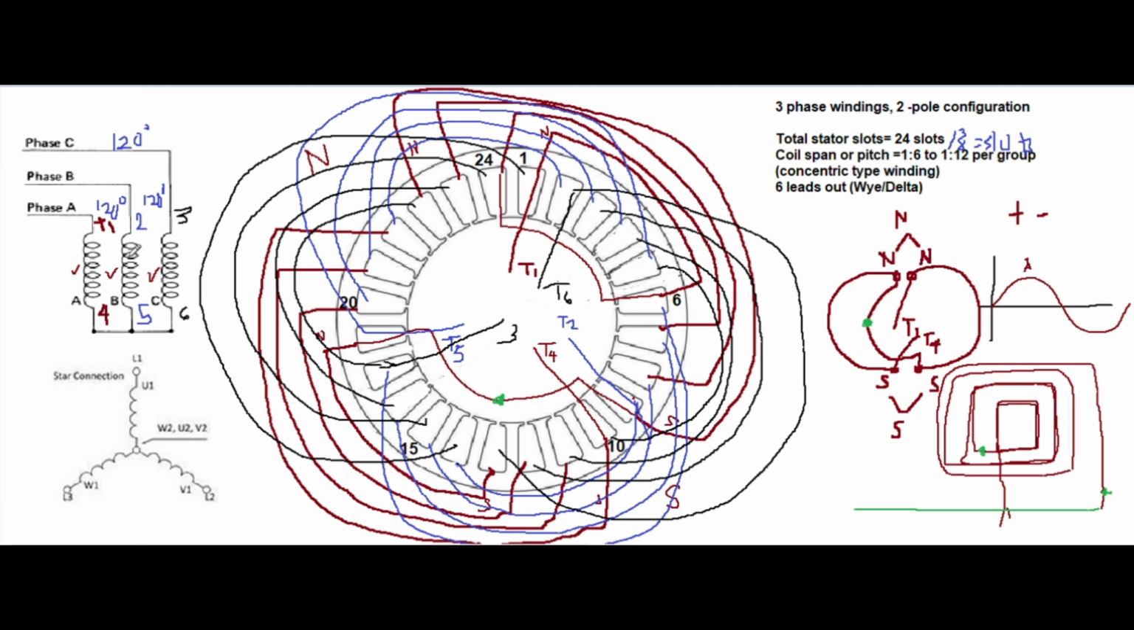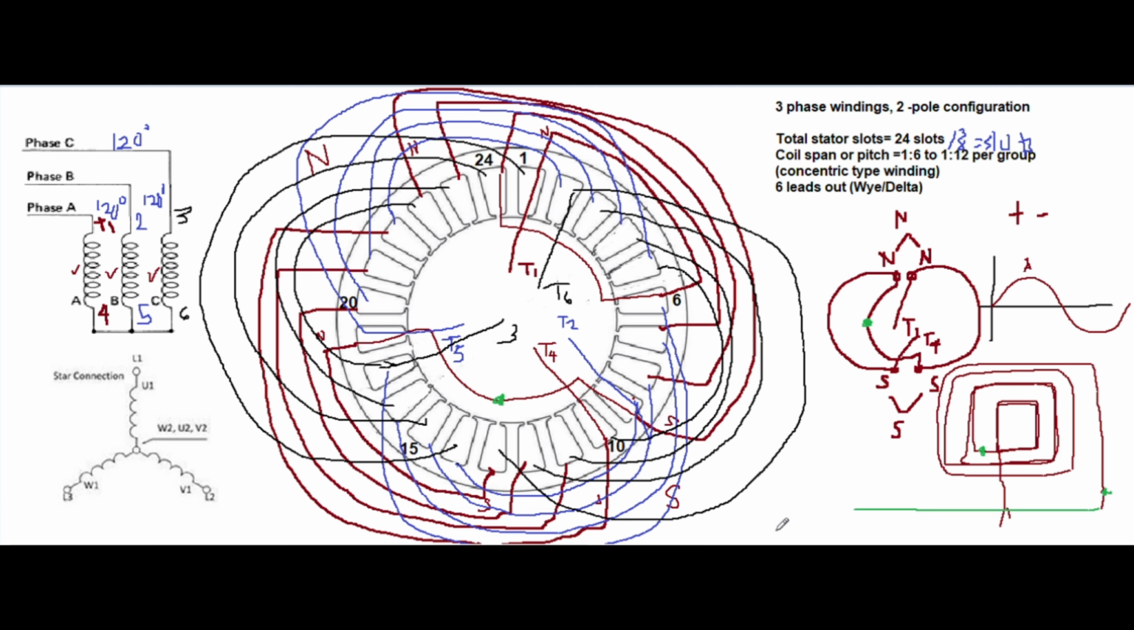The same with the second phase and the third phase. The distances of the terminals are equally distributed according to the number of slots. So you have 24 divided by 3, that is 8 slots apart. You have 6 leads out, you can connect the motor in ordinary Y and delta. We term this one concentric because that is increasing.